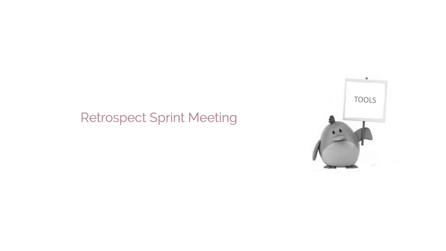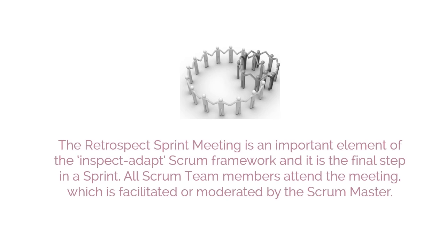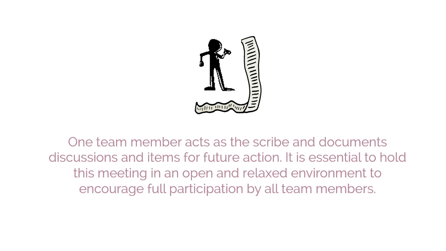It's time to see the tool used to work on the inputs being provided in this process, Retrospect Sprint Meeting. The Retrospect Sprint Meeting is an important element of the Inspect-Adapt Scrum framework, and it is the final step in a sprint. All Scrum team members attend the meeting, which is facilitated or moderated by the Scrum Master. It is recommended but not required for the product owner to attend. One team member acts as a scribe and documents discussions and items for future action.